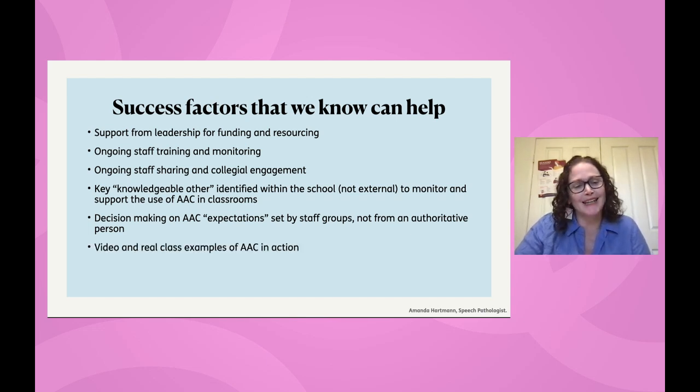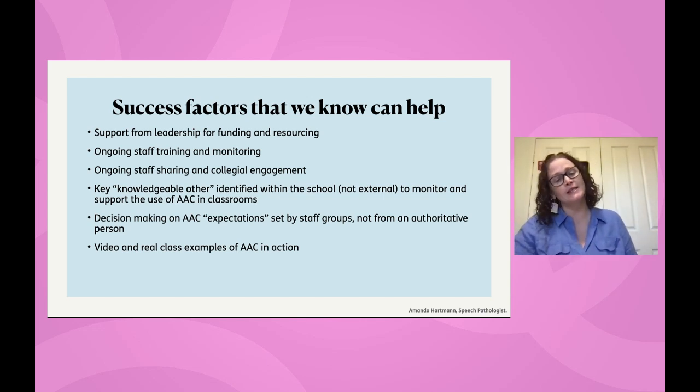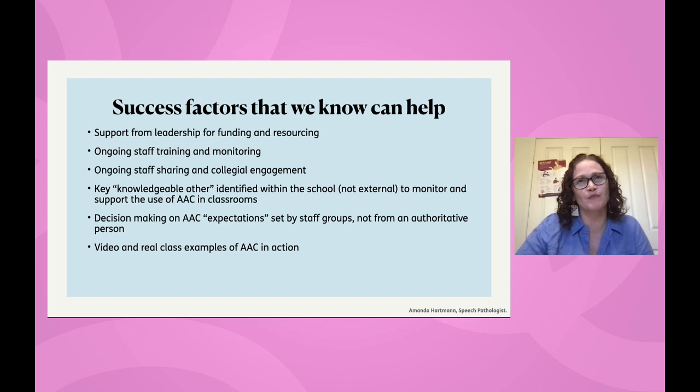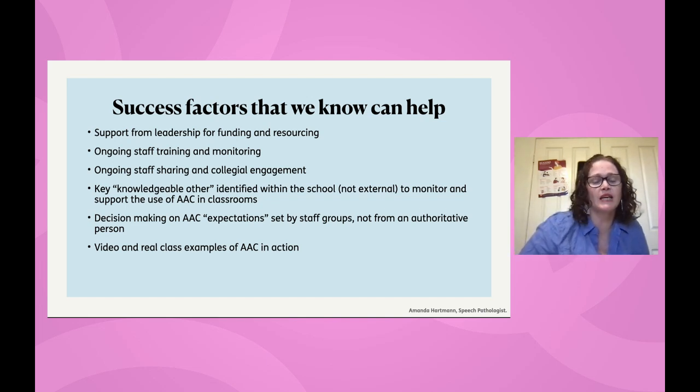You've got to start collecting video and real class examples of AAC in action. Obviously, for privacy reasons, it's often quite hard to find good quality videos around the traps of AAC in action, because a lot of people are too afraid, or they're not able for privacy permission purposes, to share what AAC looks like in their classroom. So if you identify some examples in your school that are looking really well, then taking videos of those lessons and where AAC sits in it can be really great to share within the school community.